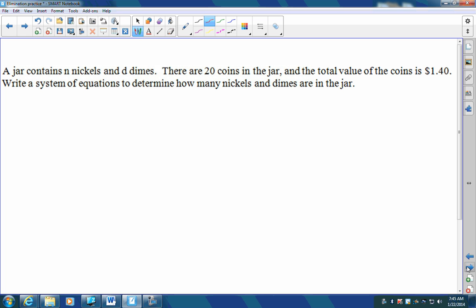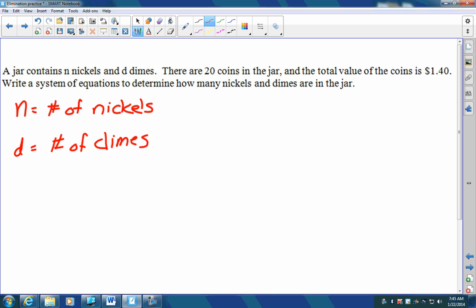First off, what are the two things they're talking about? Nickels and dimes. You can use X and Y if you want, but I'm going to use N equals the number of nickels. You must define your variables, guys. D equals the number of dimes. Now, before I move on, I'm going to make sure I don't mess this up. How do you write a nickel as a decimal? It's 0.05. The biggest mistake is that people put 0.5. 0.5 is 50 cents. A dime is 0.10.